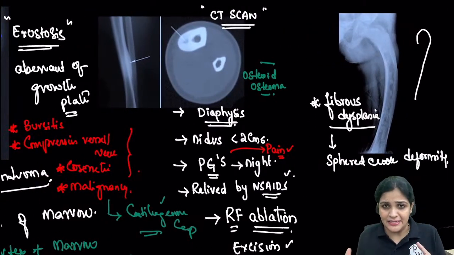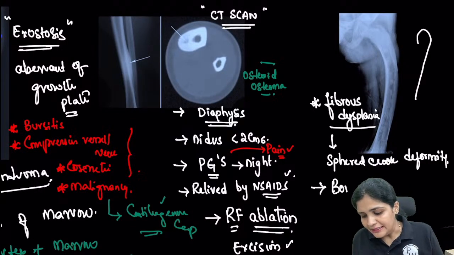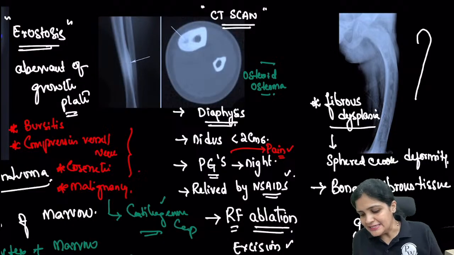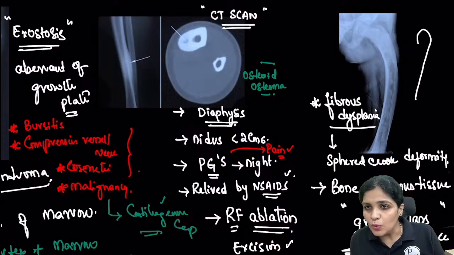What exactly happens in this? What happens is the bone is completely replaced by the fibrous tissue, hence it appears as the ground glass appearance. So this is the name given to it, ground glass appearance, right? And one of the most important deformities which you have to remember is the Shepherd-Crook deformity.